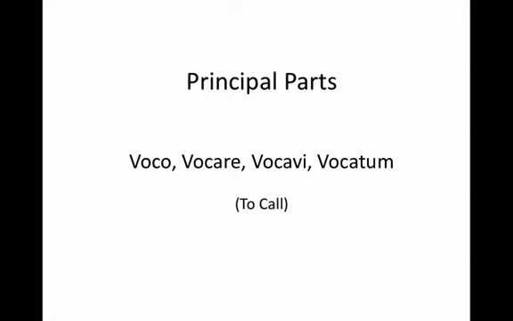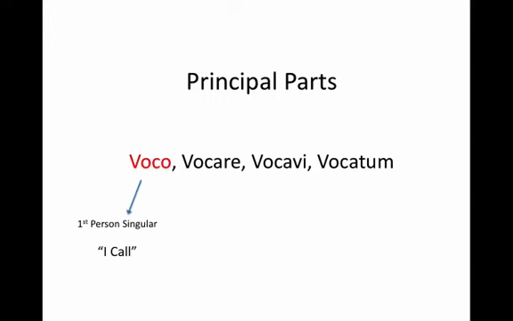Every verb in Latin has four principal parts, and they each tell you a little something about the verb. Here we have the verb to call: voco, vocare, vocavi, vocatum, and we're just going to number the principal parts. Voco is the first, vocare is the second, vocavi is the third, and vocatum is the fourth. And we're just going to be working with the first two today.